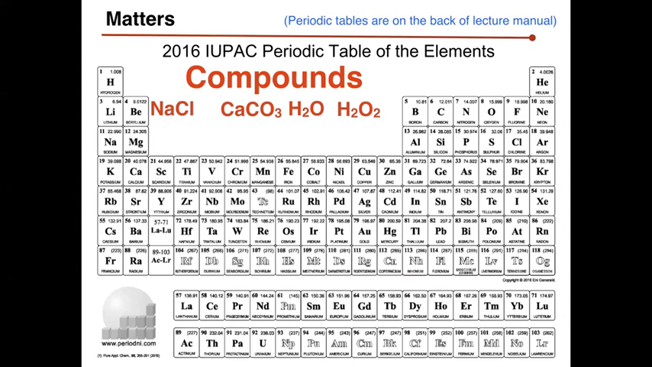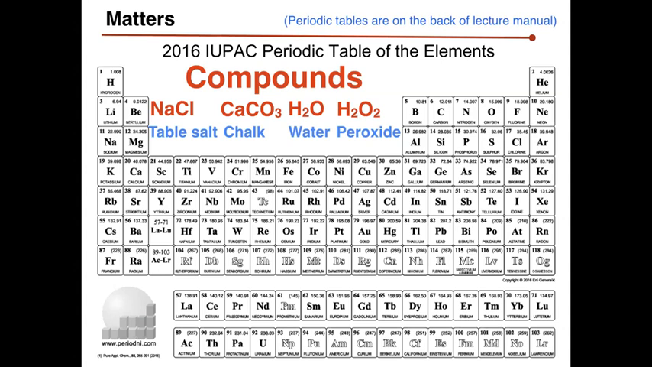Okay, so for example, if you have a 1-to-1 ratio between sodium and chlorine, you are going to make table salt, which is sodium chloride. If you have 1-to-1-to-3 between calcium, carbon, and oxygen, that's what you're going to make: calcium carbonate, which is chalk. If you have the ratio of 2-to-1 for hydrogen and oxygen, you are making water. But if you have the ratio of 2-to-2, we are making hydrogen peroxide.